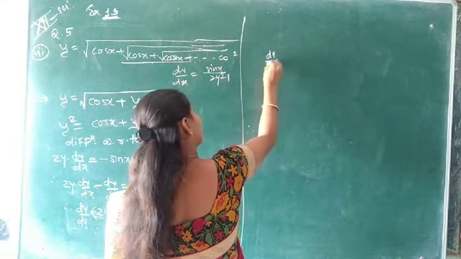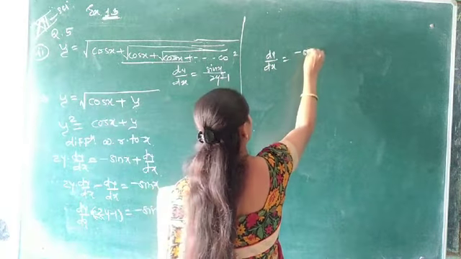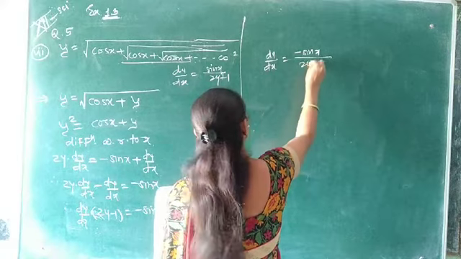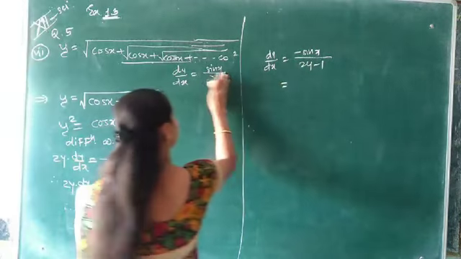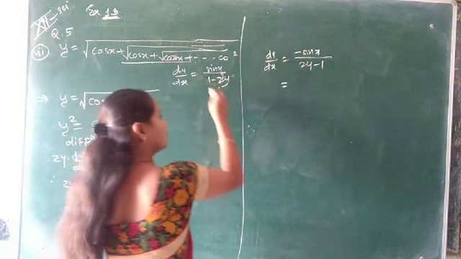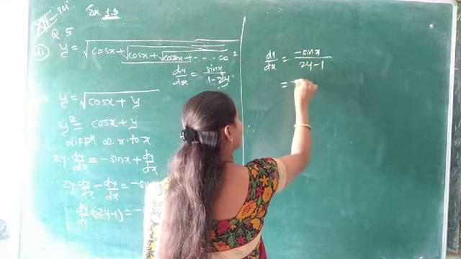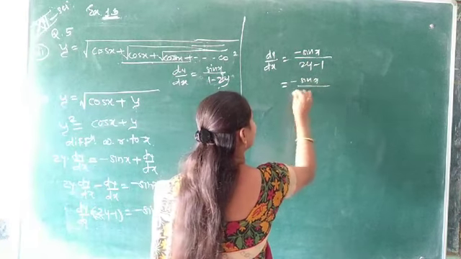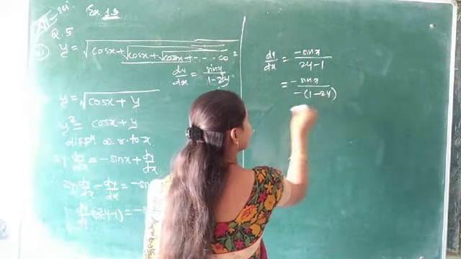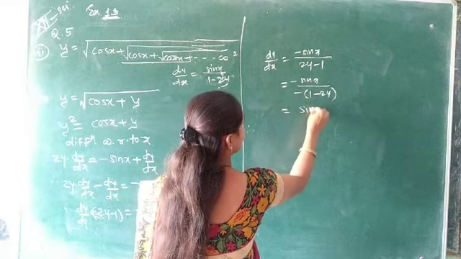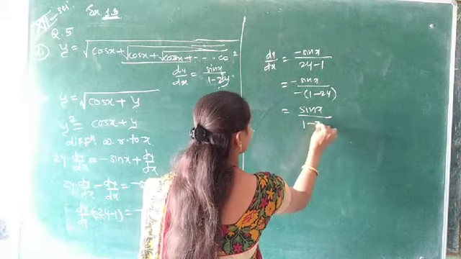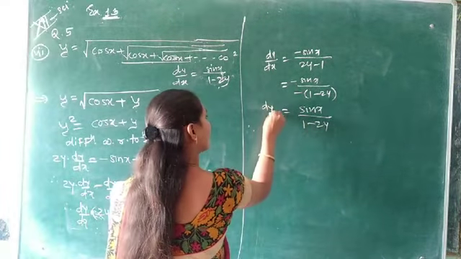Therefore, dy upon dx is equal to minus sin x divided by 2y minus 1. I will have to prove that. If I take minus common from the denominator, then 1 minus 2y. Minus minus will get cancelled, so sin x upon 1 minus 2y.